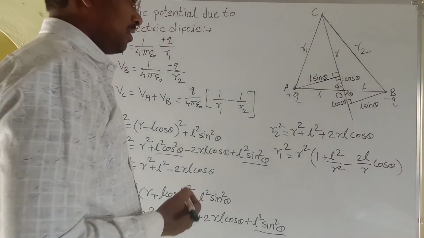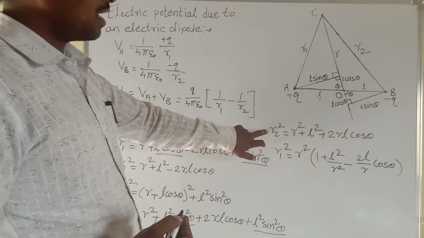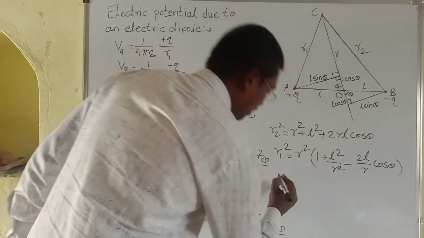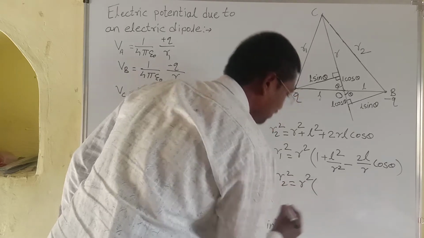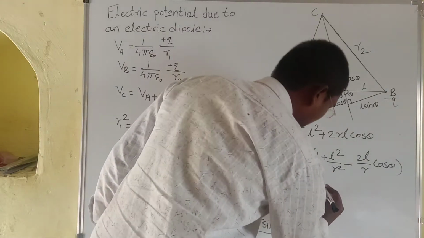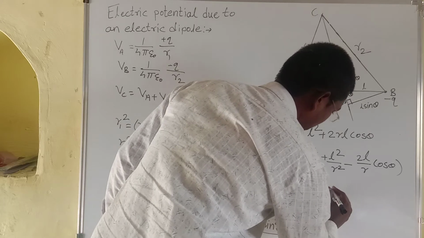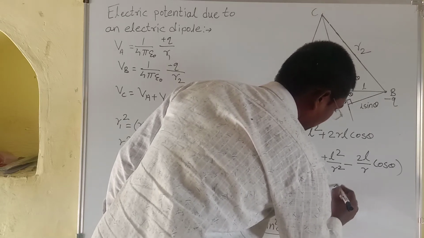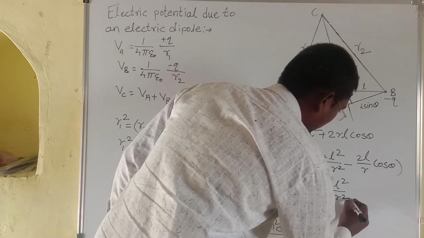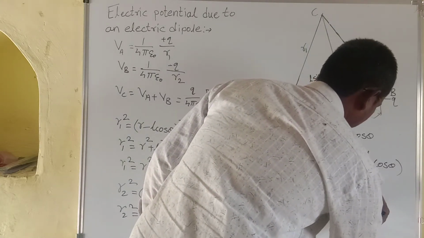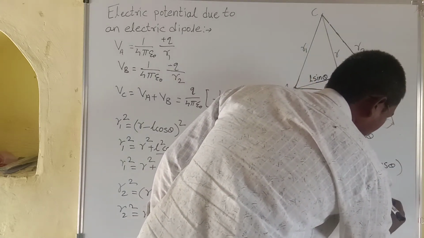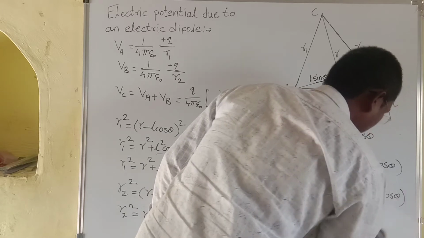Okay. For the second, R2 square term, again take R square common. Therefore, inside the bracket we get 1 plus L square upon R square plus 2 times L upon R into cos of theta.